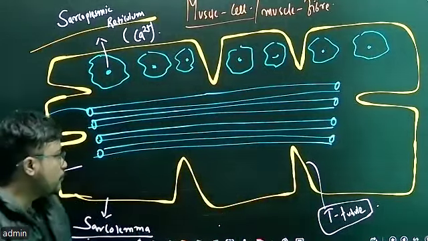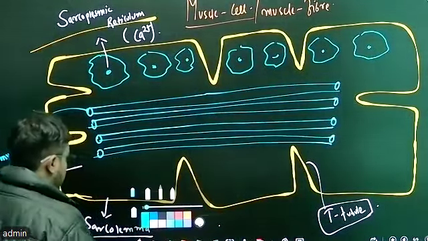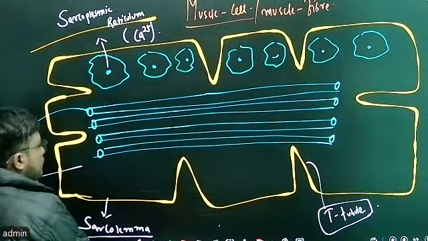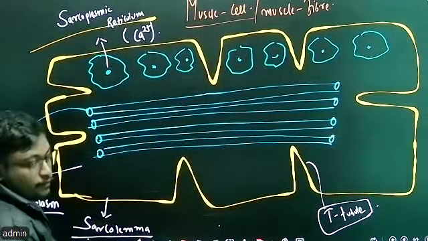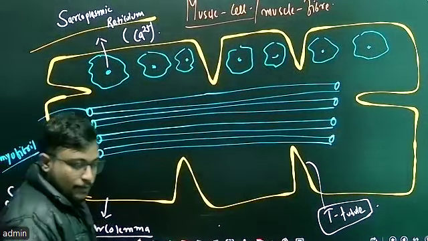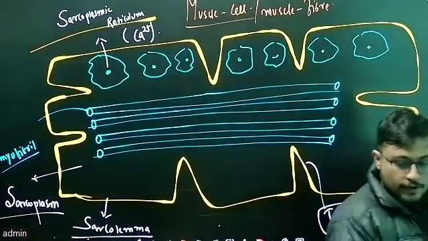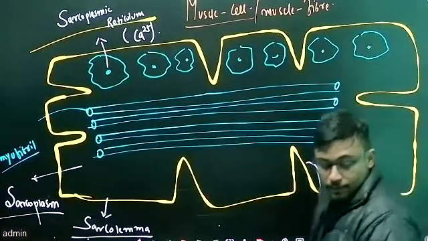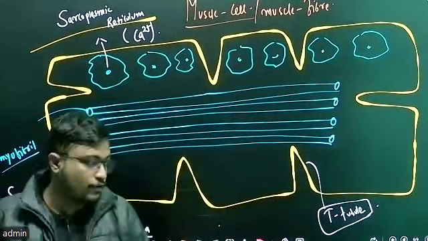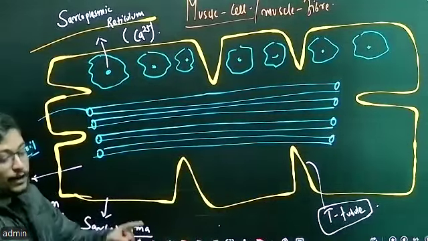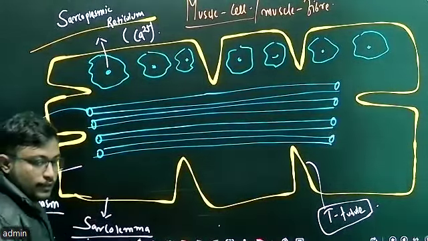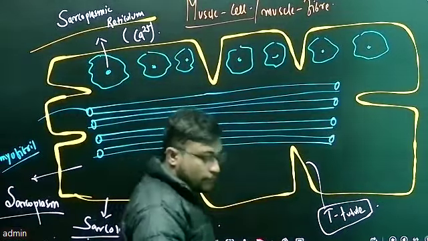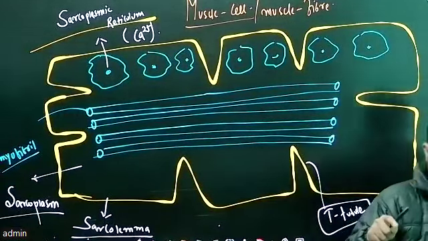Now listen to this very carefully. What is present inside the myofibril? Inside the myofibril, there is the presence of striations. Yes or no? Now, this striation will be in the form of light band and dark band.